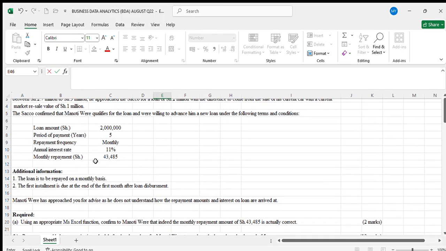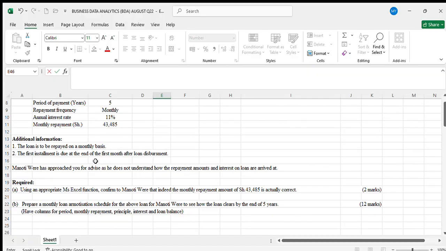Then additional information. The loan was to be repaid on a monthly basis, and the first installment is due at the end of the first month after the loan disbursement. Manotiwere has approached you for advice as he does not understand how the repayment amount and interest on loan are arrived at. Required: using an appropriate MS Excel function, confirm to Manotiwere that indeed the monthly repayment amount of shilling 43,485 is actually correct.